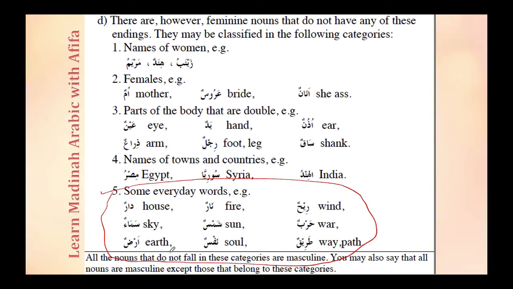Sama'un. A lot of the nature words you will observe are feminine: sama'un, ardun, shamsun, rihun. These are all feminine. Nafsun. These are not very common, but harbun is war and tariqun is path or way. These are feminine. If they don't fall into these special categories, they are masculine. So the general rule is masculine unless you know otherwise. I would not worry too much about knowing all of this.